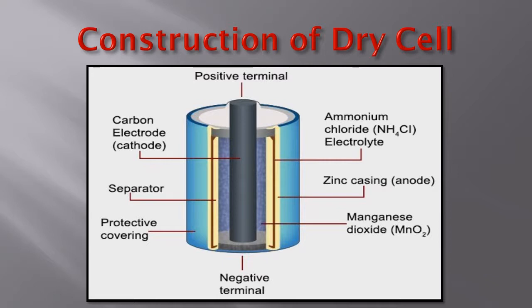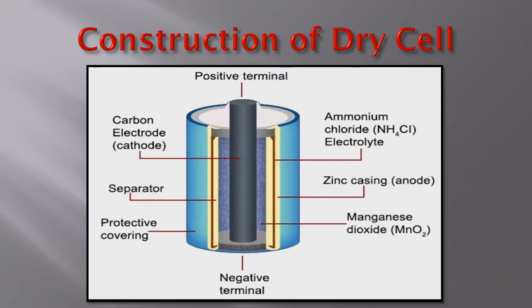On the upper side it is the positive terminal, on the lower side it is the negative terminal. A paste of manganese dioxide is filled outside the rod. You can see a graphite rod, and outside of that graphite rod you can see a paste-like material, which is a manganese pulp, a paste of manganese dioxide filled outside the rod.